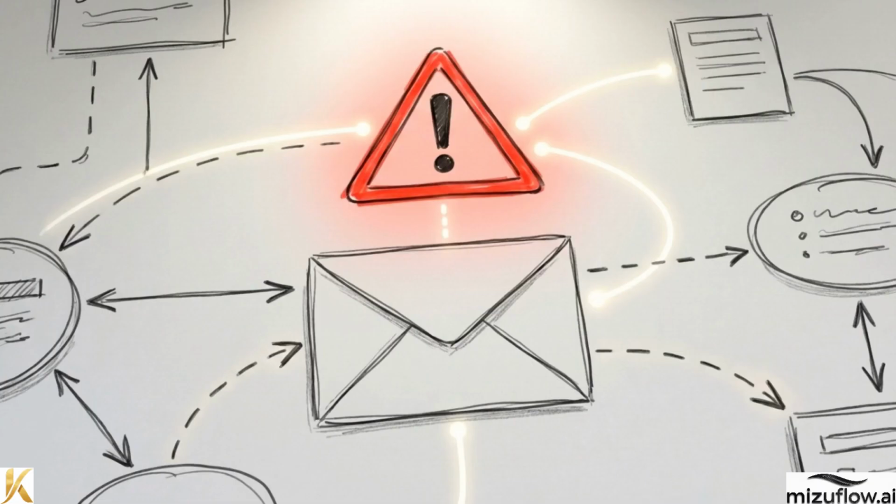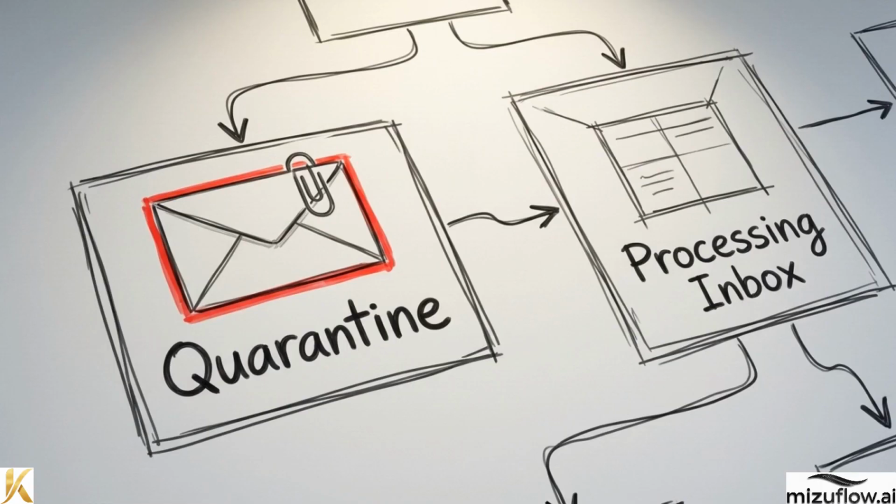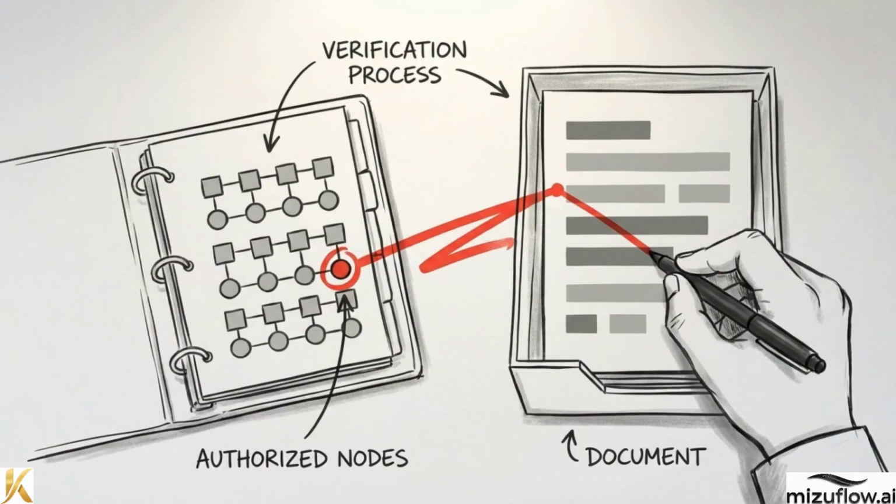If the sender is not recognized by this master table, the workflow triggers an exception protocol. This prevents unrecognized or potentially fraudulent documents from entering the main processing pipeline. Structurally separating master data from the intake process ensures that only verified vendors can progress through the automated system.